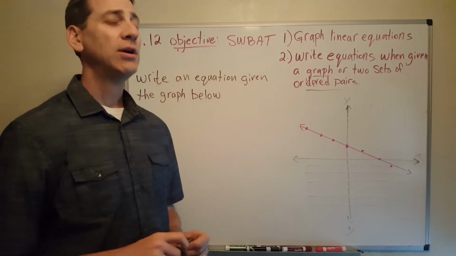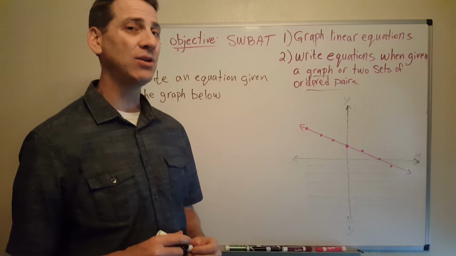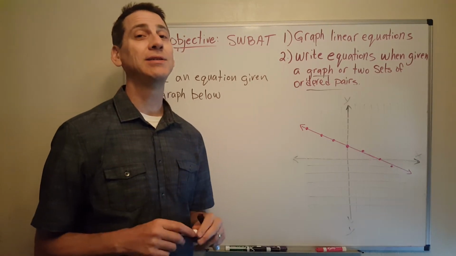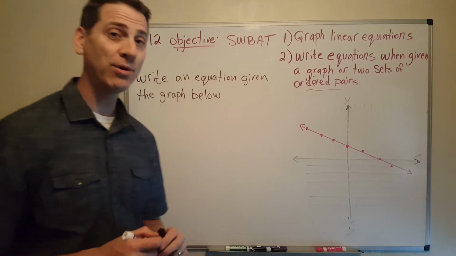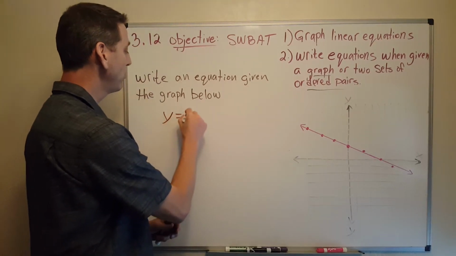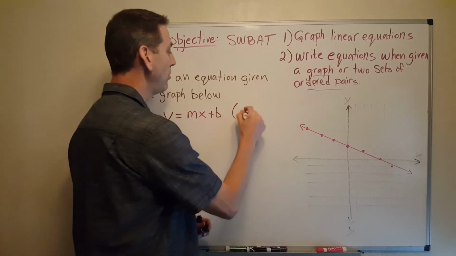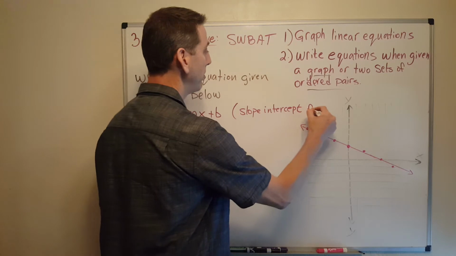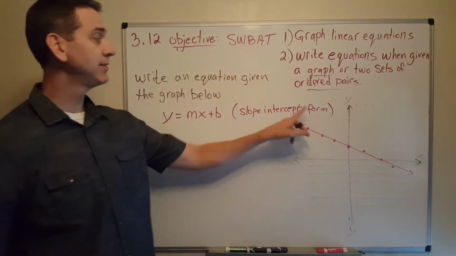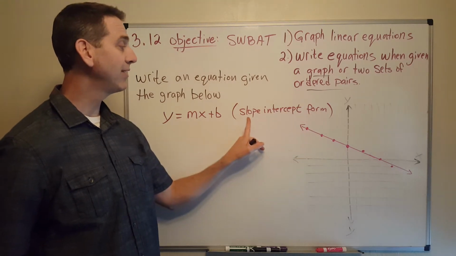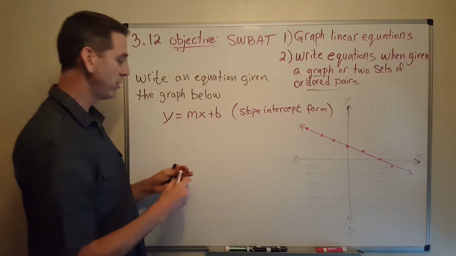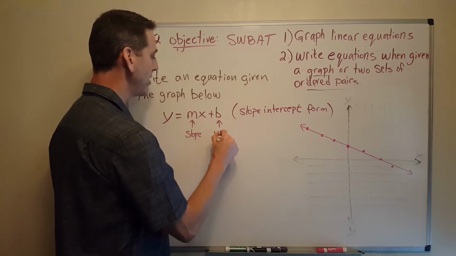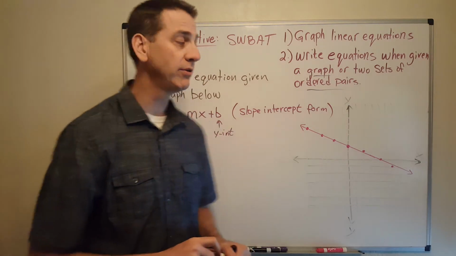Well, if you remember, what are the two ingredients that I need to write an equation? First, maybe I should ask this. What is the slope-intercept form? You remember? Y equals mx plus b. This is called the slope-intercept form, because it's a form of the equation giving us the slope and the y-intercept. And if you remember, m was our slope, and b was our y-intercept. We talked about that in previous videos.